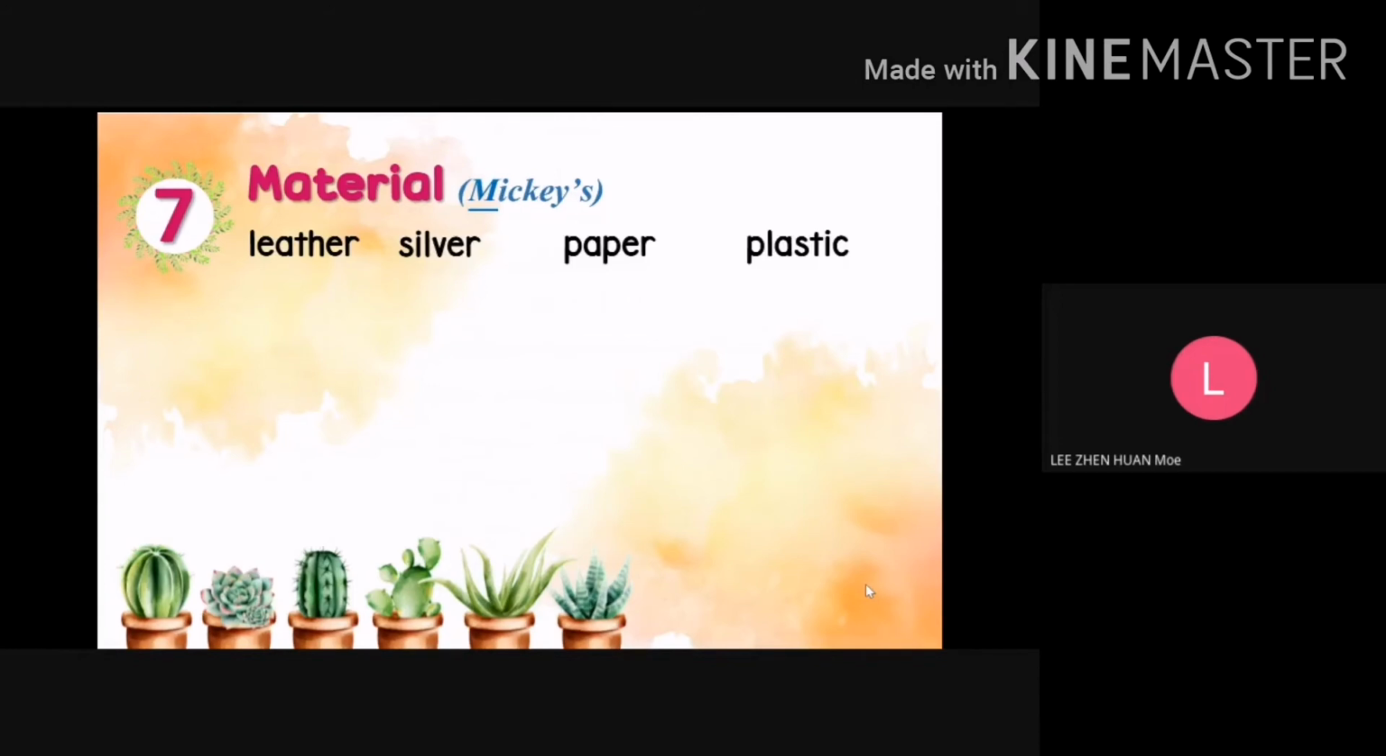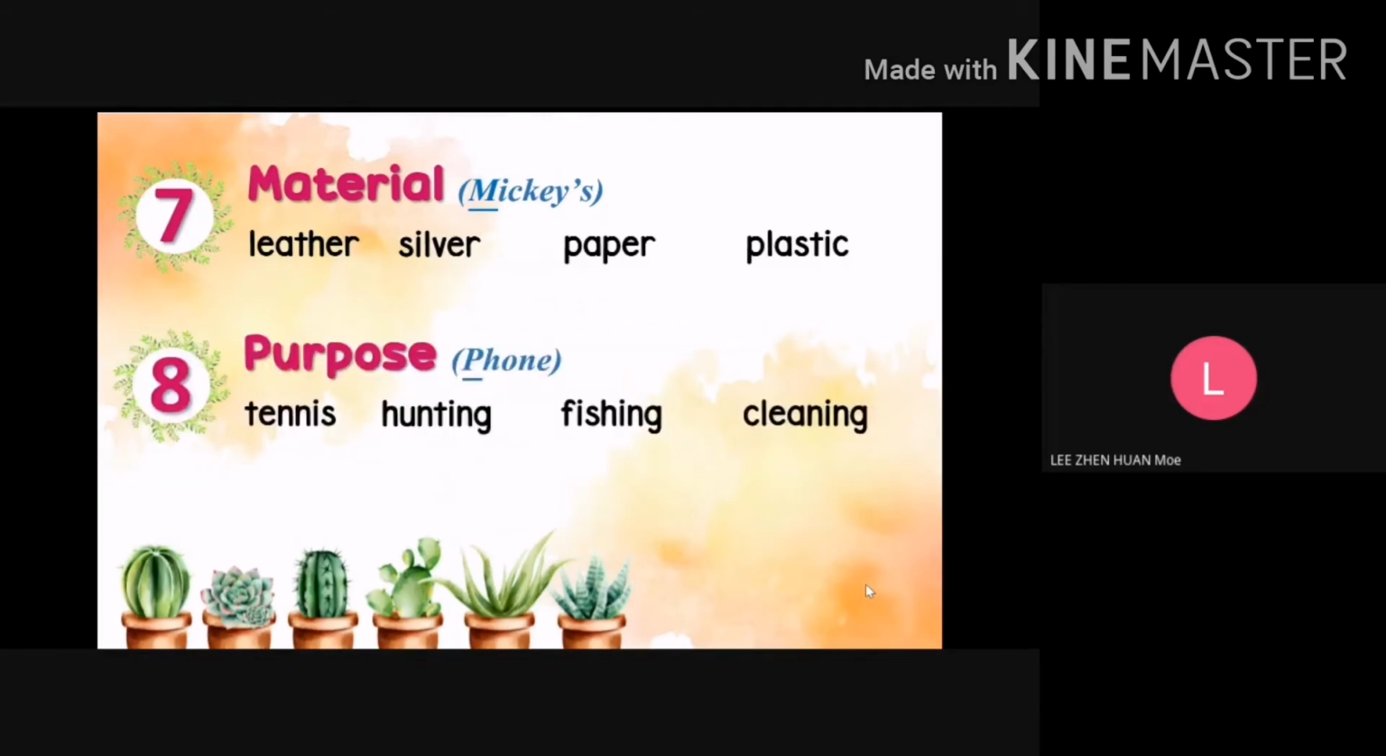Okay, so it also can be paper, plastic. For example, if you want to describe the water bottle that you are using now, maybe you are using a plastic one. So you can say, I have a plastic water bottle, like that. Okay, and then the last one, this is the last one. The last one would be purpose. Okay, what is the meaning of purpose here? Purpose is 目的.